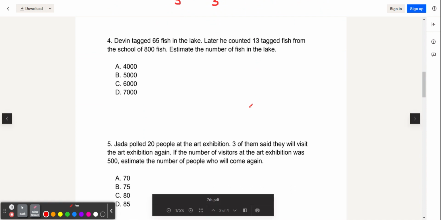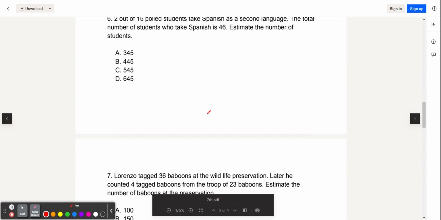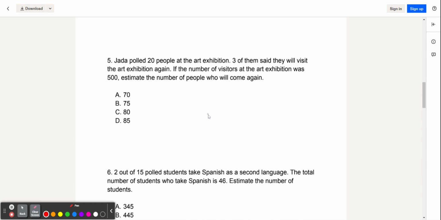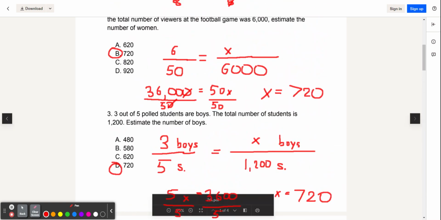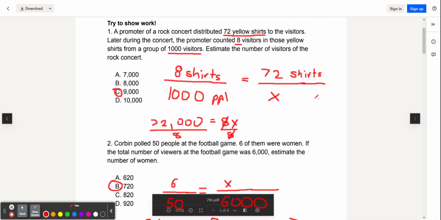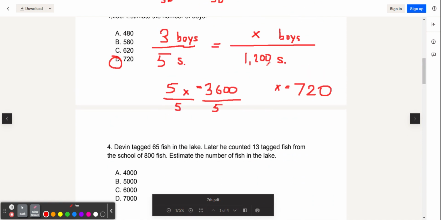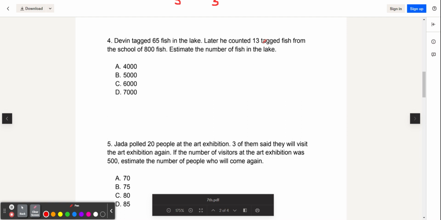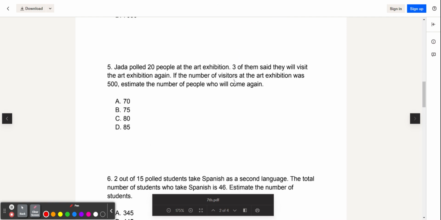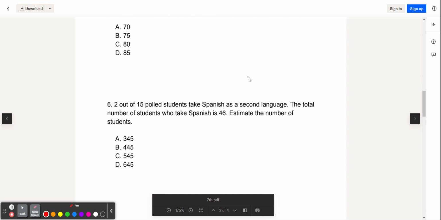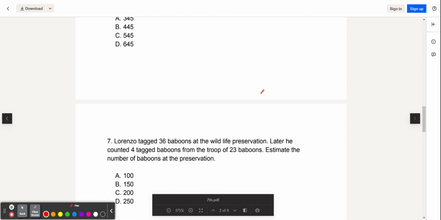I'll leave 4, 5, and 6 to you, as well as 7 and 8 and 9. These are all problems, just like the ones we did, where you will either find the total or however many, or the desired part of the total. Boys, women, whatever it is. Tag fish versus total fish. People who will visit again versus total visitors, and so on.